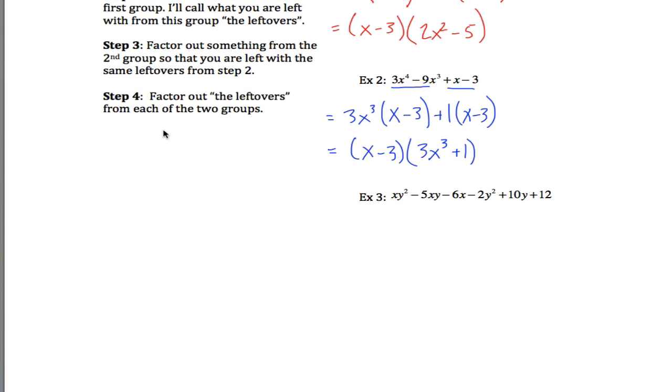And one more example, just to show that you can do this when you have more than 4 terms.